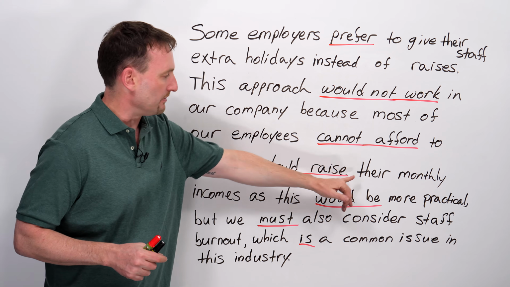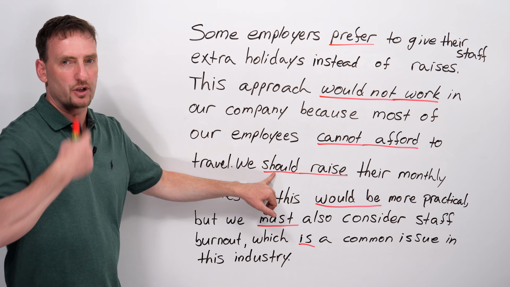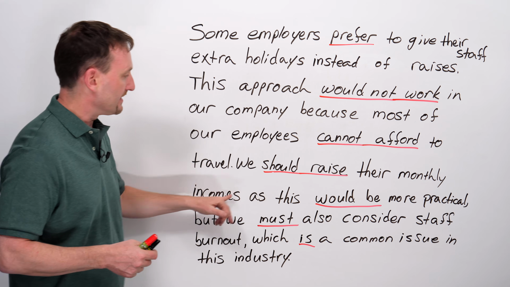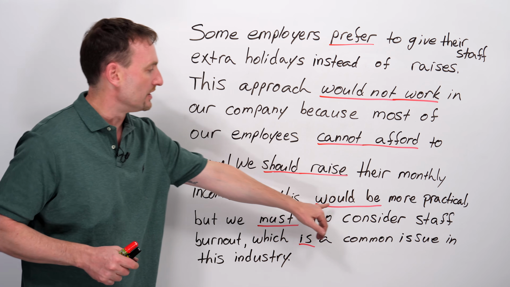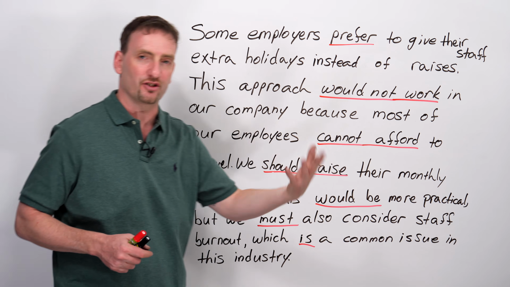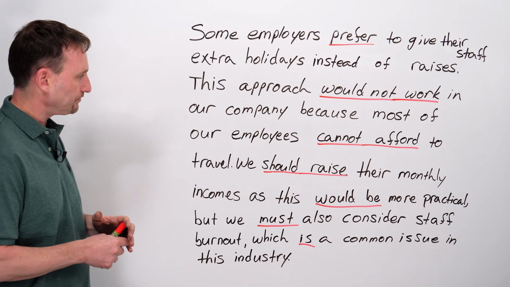We should raise their monthly incomes. This is something we should do, which means we haven't done it yet. So it's an opinion. As this would be more practical. So would be, again, if we did it. So this is more of an assertion because it's not a fact.